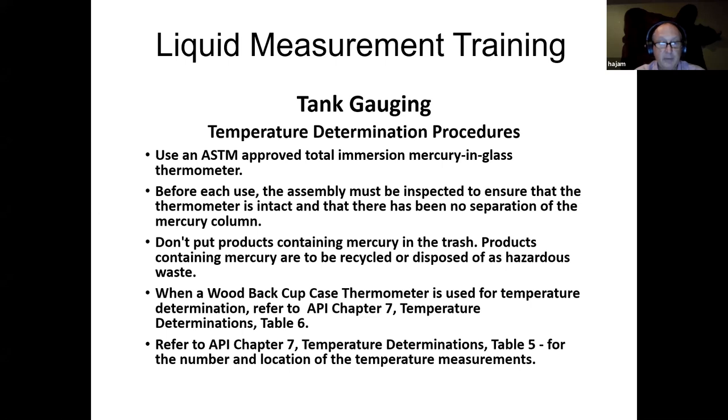Wood back cup case thermometers are explained in great detail in chapter 7. There's a table in chapter 7 that determines how many times and at what level in the tank, dependent on the volume in the tank, you need to take that temperature measurement, then you would average those together. So you may take three readings near the bottom, three readings midway up, and three readings near the top, the surface, to get a good average temperature of that tank. Chapter 7, table 5, notes where those measurements should be made.